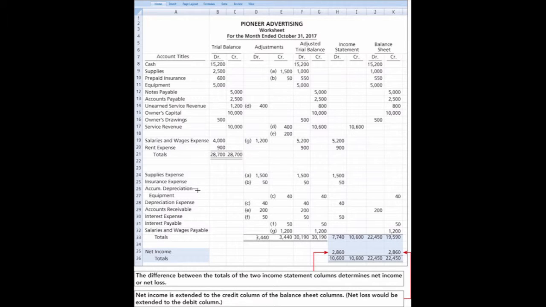Now, remember that the totals for the revenue and the expense accounts will determine your net income or net loss. So that is why you have the net income here at the very bottom, okay?